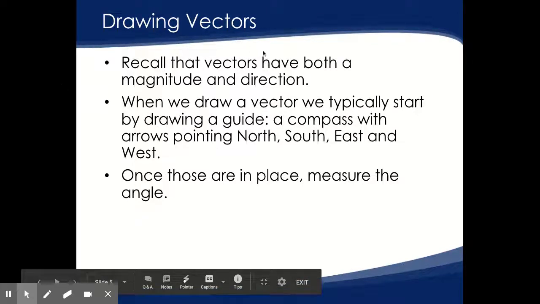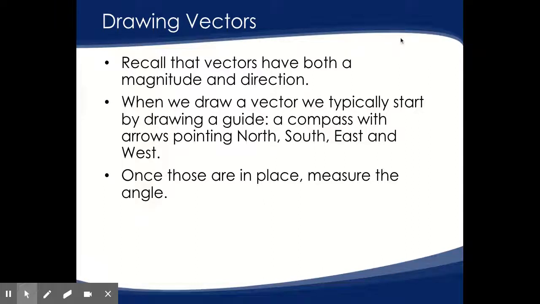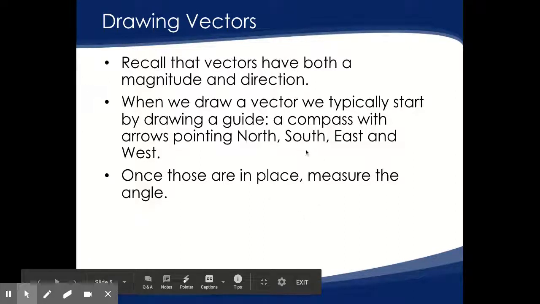Sometimes people complain about drawing vectors because it takes a little bit of time, but this is the most representative of the true vector, in the sense of it having magnitude and direction. So when we draw vectors, we're usually going to start out with some sort of guide, the compass of north, south, east, and west. Once you figure out where your coordinates are, you're going to measure your angle.